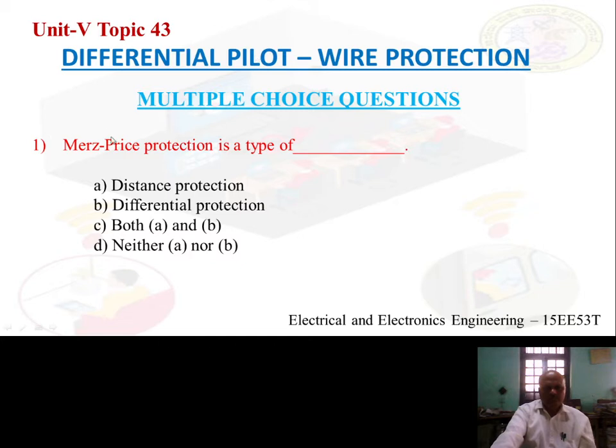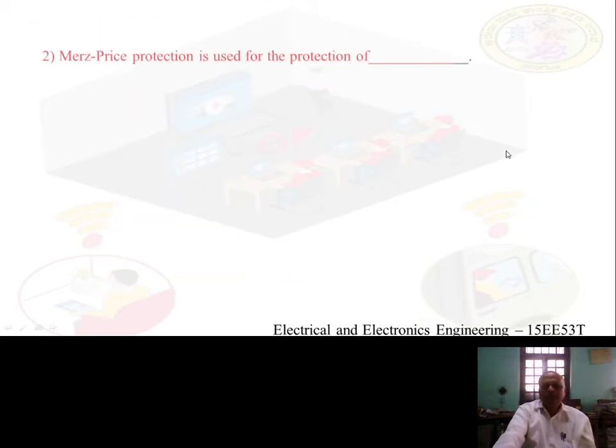Merz-Price protection is a type of dash. It is not a distance protection, it is definitely a differential protection. Your answer is B, differential protection. Second question.